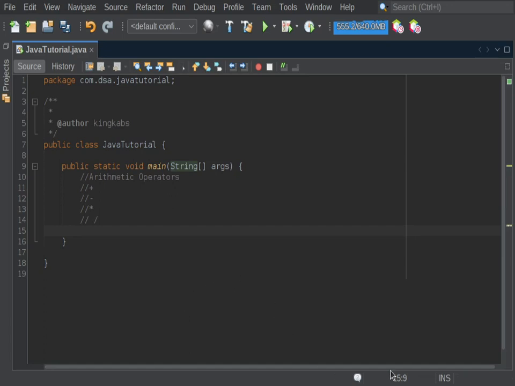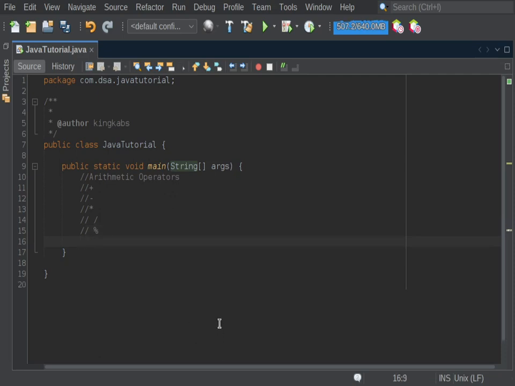Then we have another operator called the modulus operator, which returns the remainder of the division of two variables. So for the modulus operator, it's like the percentage sign. Whenever you use that operator, it's going to return the remainder. For instance, if you said something like 11 modulus 5, it should give you 1, because the remainder of 11 divided by 5 is 1. So that is for the modulus operator.